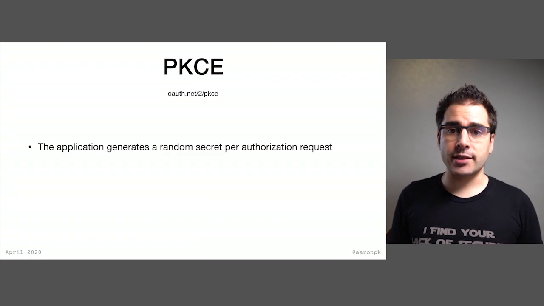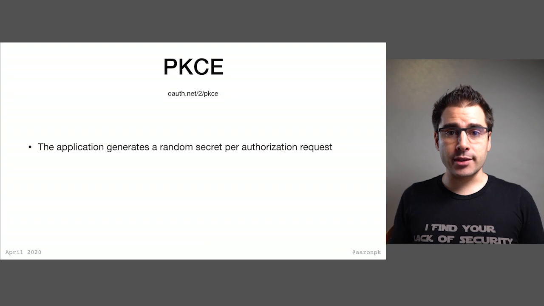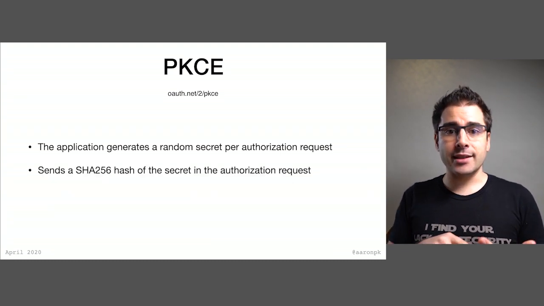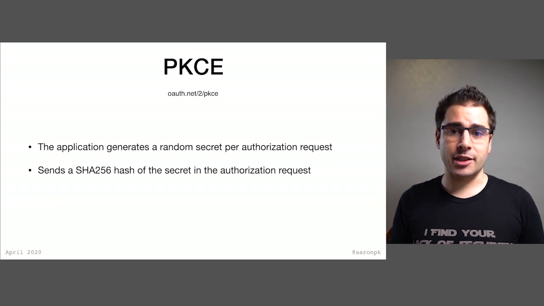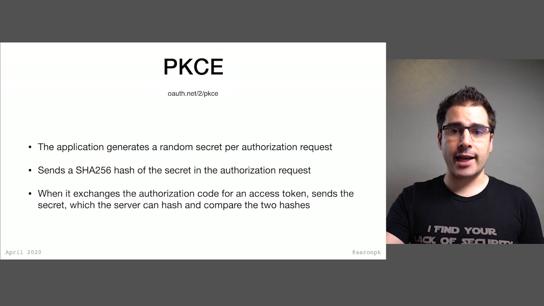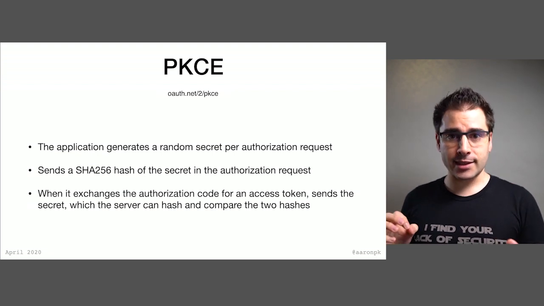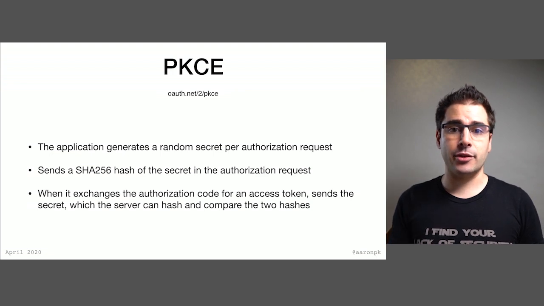The way PKCE works is the application, when it goes to start a flow, actually generates a new secret on the fly right then. It then sends a hash of the secret in the first request, and then when it exchanges the authorization code for the access token, it has to also prove that it controls that hash by providing the original secret. And that step links up the front channel and the back channel so that the OAuth server knows it's giving the access token to the right client.